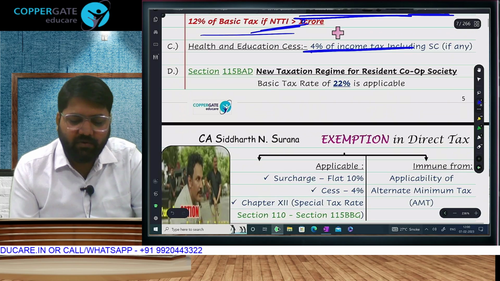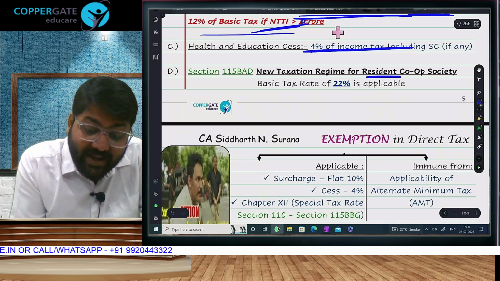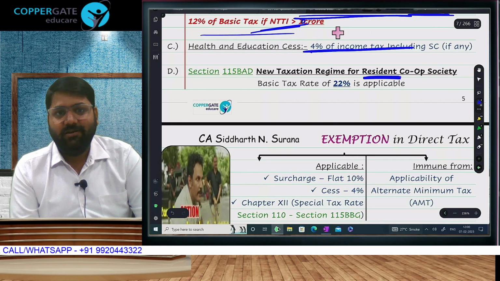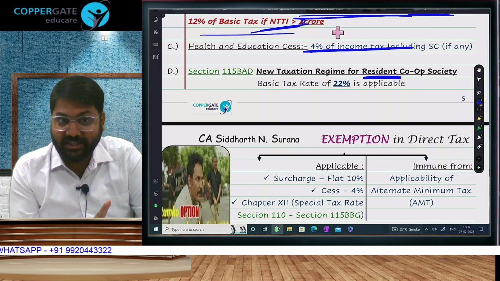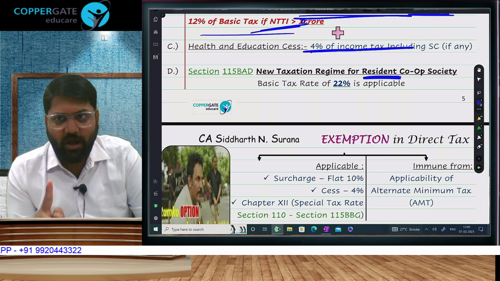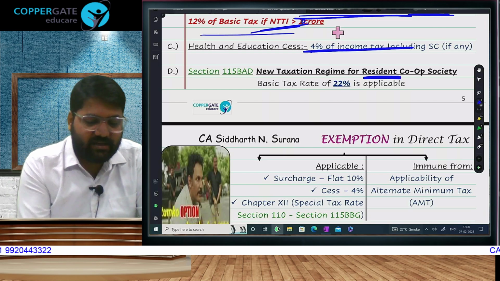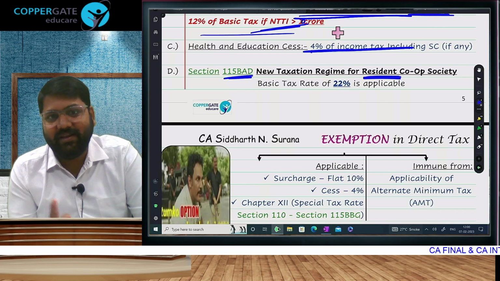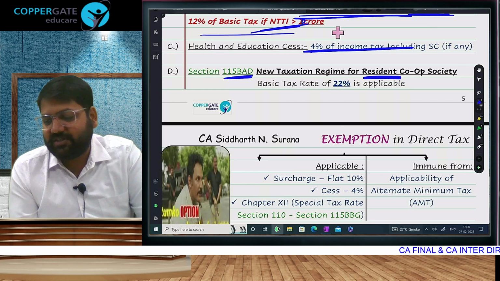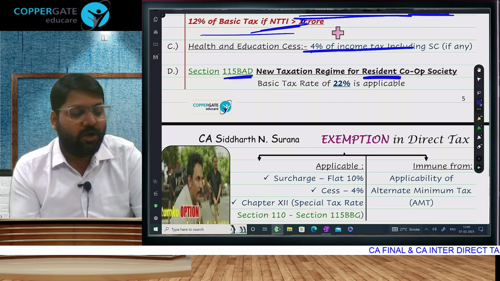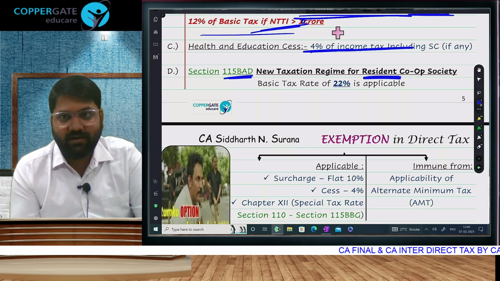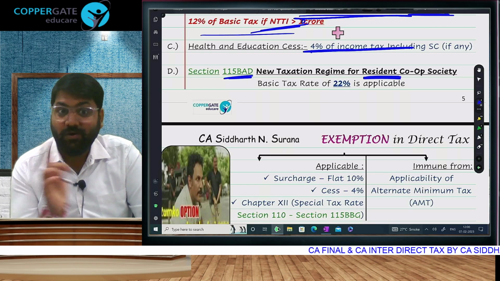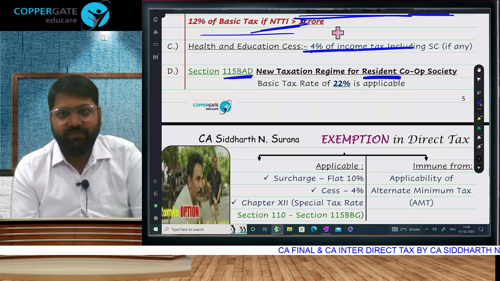We also have a new taxation regime, but that is only for resident cooperative society. So here is the difference. In 115BAC they write individual HUF without mentioning anything, but here they say resident cooperative society. So accordingly it will be 115BAD में only resident. In fact BAA, BAB which are for companies, there also they have mentioned domestic, but here also they have mentioned resident. Only in BAC you have the freedom.